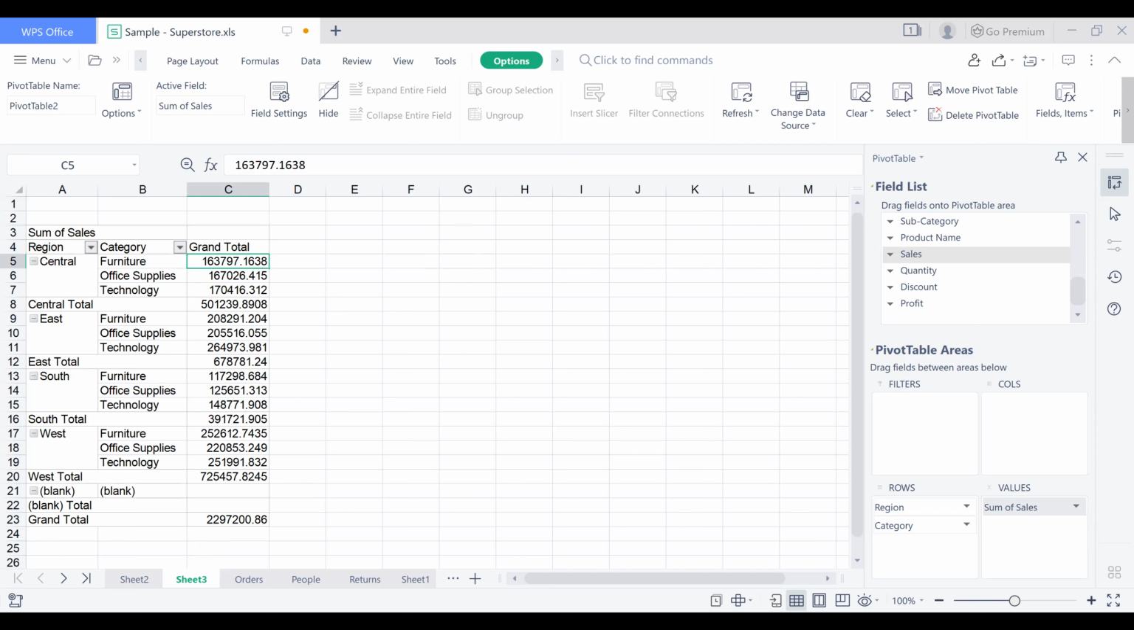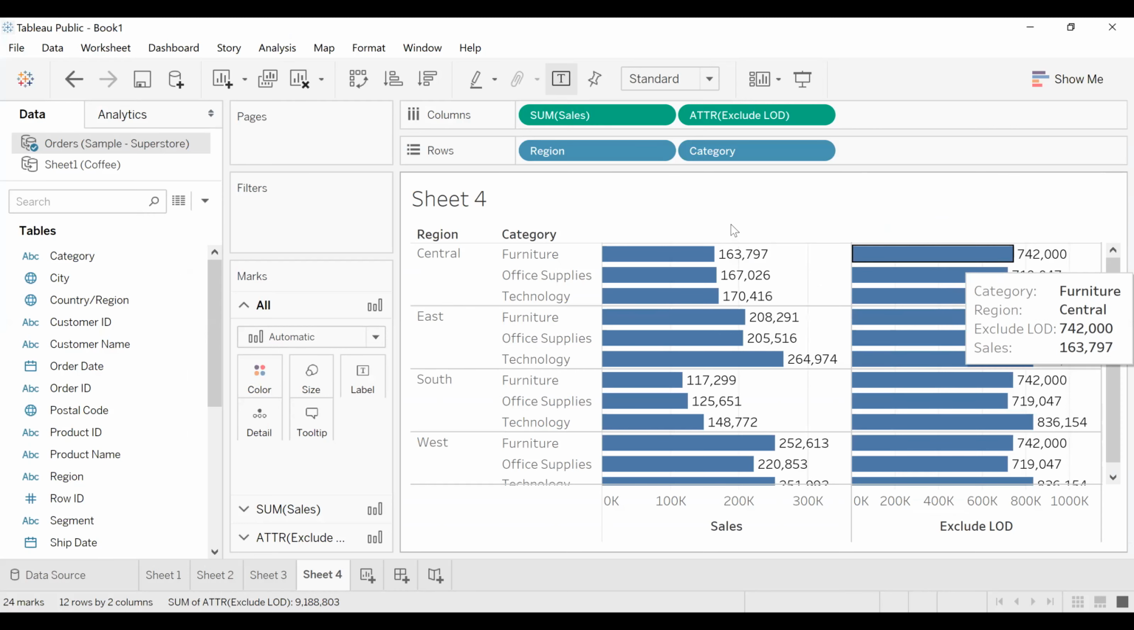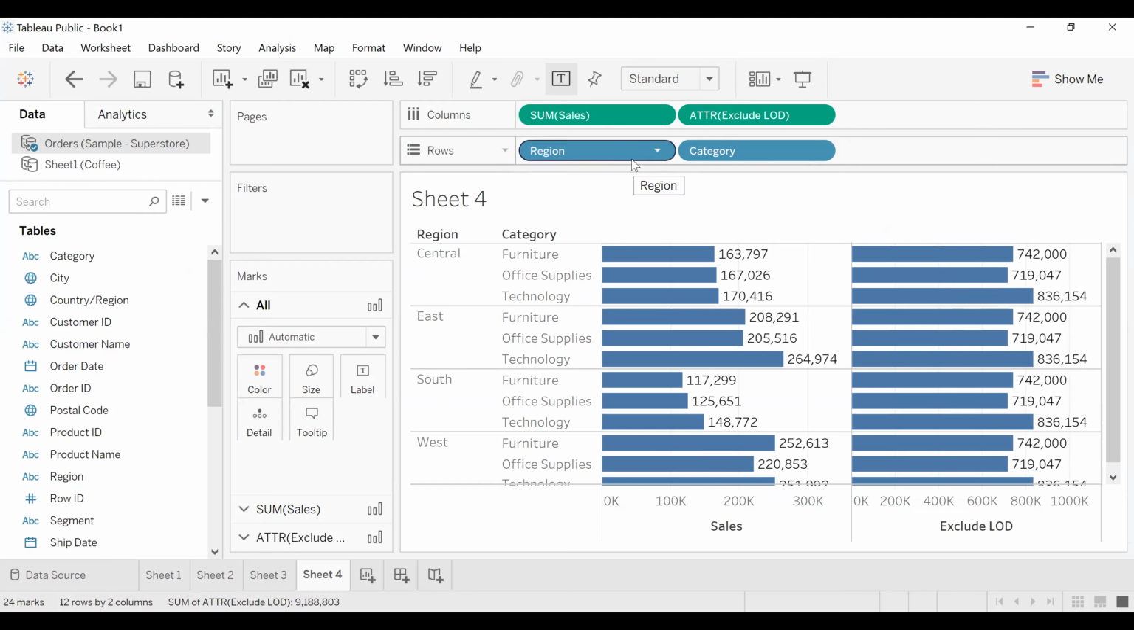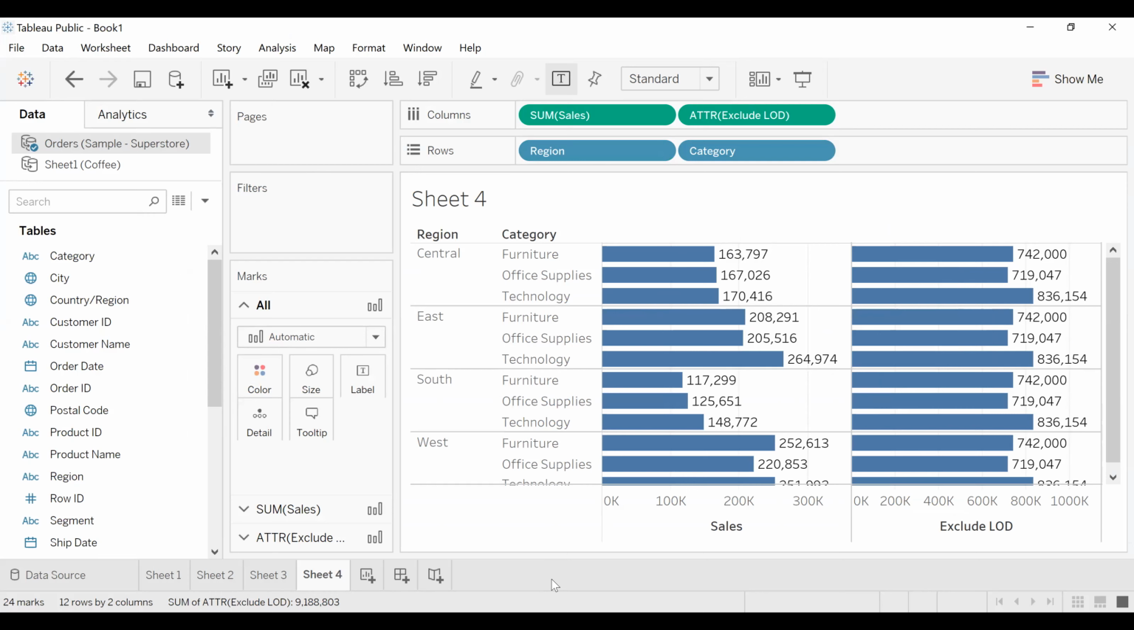So you got both the values, right? 163,797 and 742,000. So you understood how you will get these two values? Did you understand how you got this value 163,797? Can you tell once again?